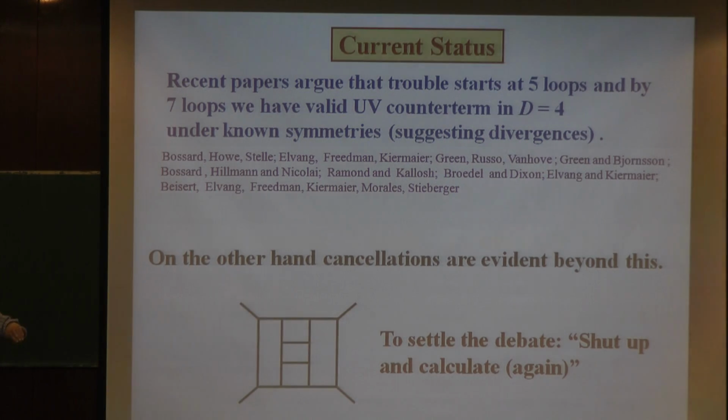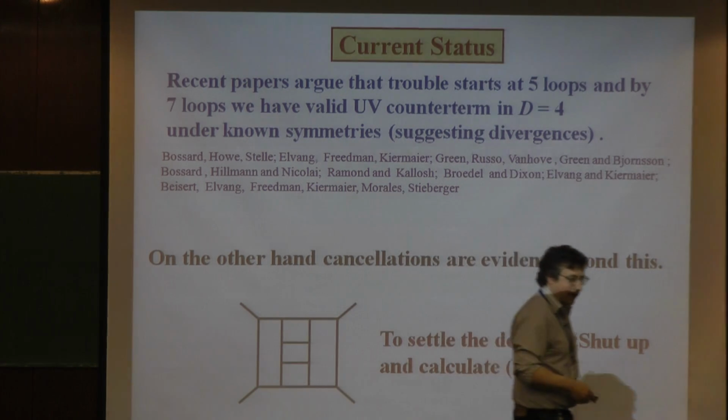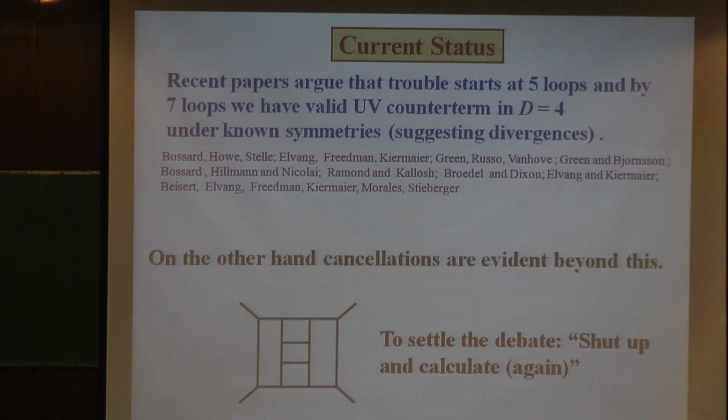OK, what's the current status? Well, the status is, needless to say, if you show 4 loops is okay, people will say, oh, that's very nice, but guess what's going to happen to you? 5 loops, there's going to be trouble. And in fact, they say that by 7 loops, there's going to be a valid ultraviolet counterterm under all the known symmetries. Notice they don't say anything about the unknown symmetries, but no surprise, they're unknown.